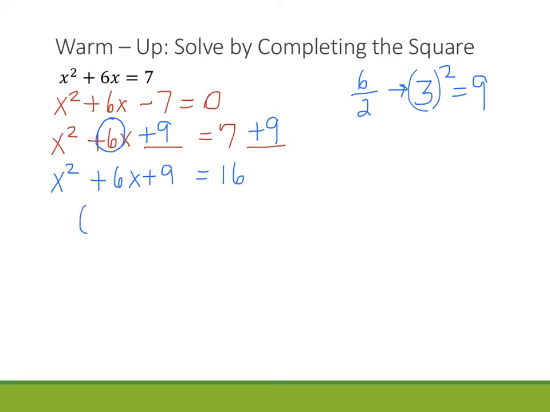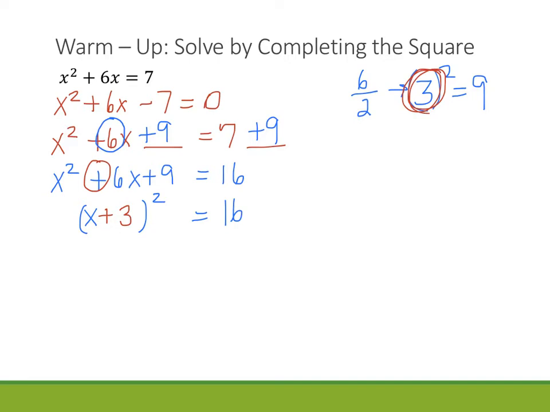Then I rewrite this as a square. And remember, I told you yesterday that your variable is x. We take the sign here from the center. We take the number that we used here before we squared it. And that's how we change the form of x squared plus 6x plus 9 into a binomial that's being squared.